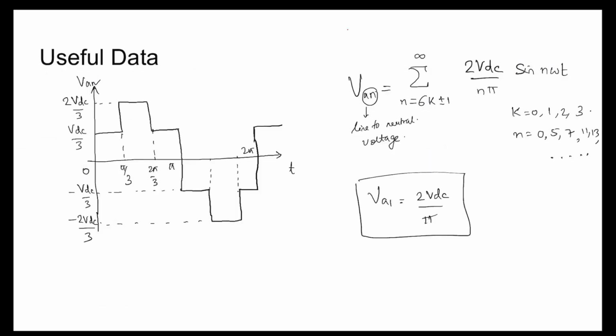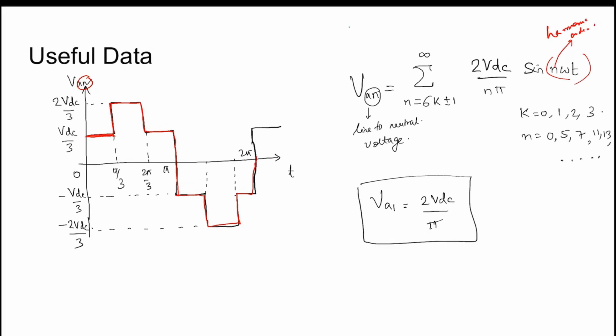Coming to the useful data, for a 180-degree conduction mode, the waveform of the output voltage, that is line to neutral voltage or phase voltage of phase A, follows this waveform. And if we do a Fourier series expansion of this periodic waveform, we see that the voltage is a sum of 2 VDC by n pi into sine n omega t, where n is the harmonic order and it can take values 6k plus minus 1.